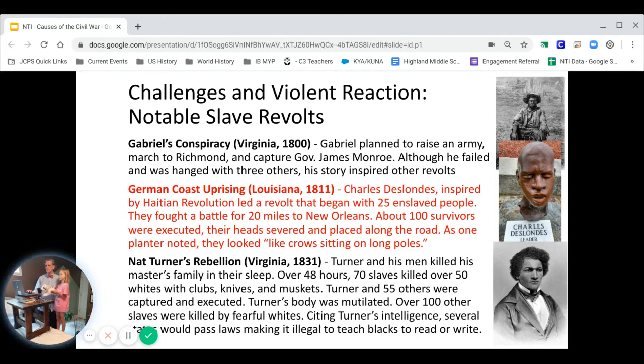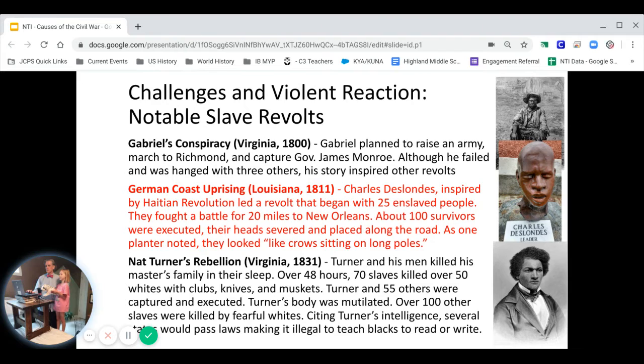And lastly, Nat Turner's rebellion. Nat Turner was a preacher who learned to read. He and his men killed his master's family in his sleep. And over the next 2 days, they got together about 70 slaves, and they killed over 50 whites with clubs, knives, muskets. Turner and 55 others were captured and executed.